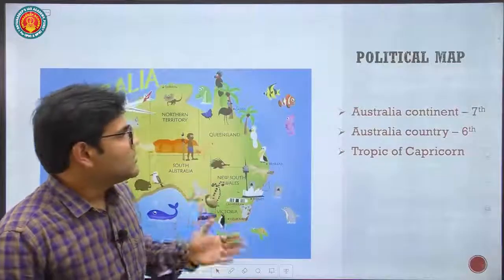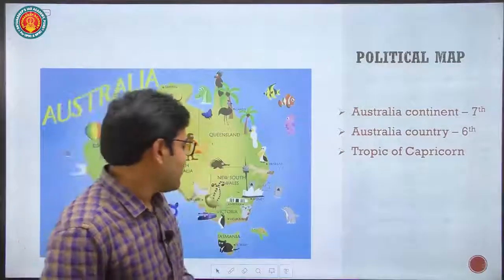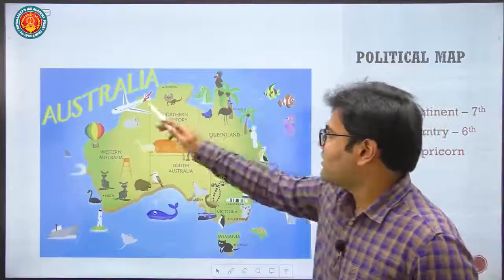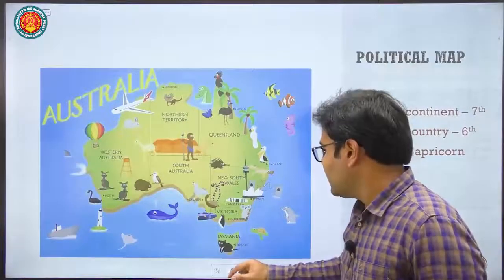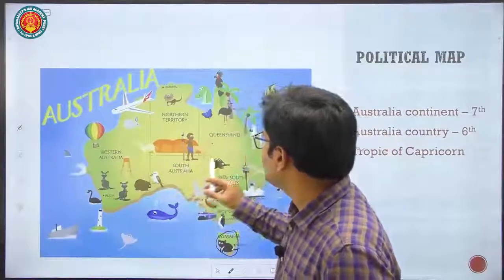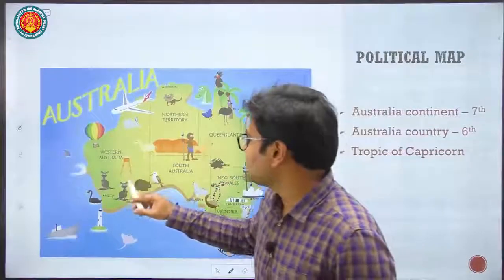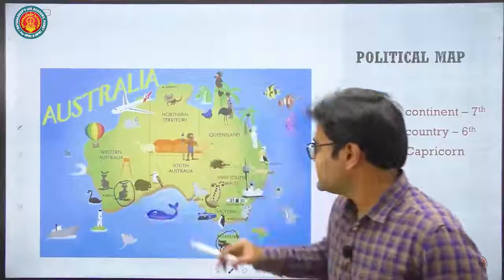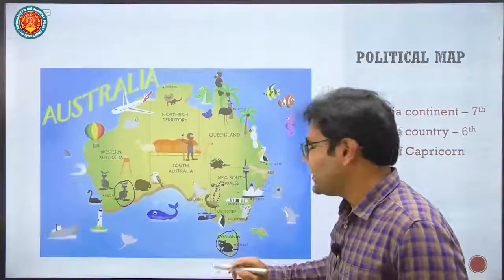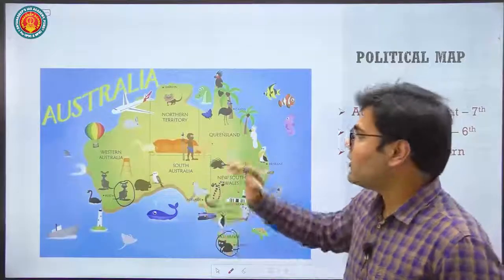Next. So this is the political map of Australia. As you can see, Australia is the most biodiverse continent, you can say. We have endemic species, the koala, then we have kangaroos over here, which are endemic to this region. So this is the country of Australia, which includes these states. We will see now the political map.